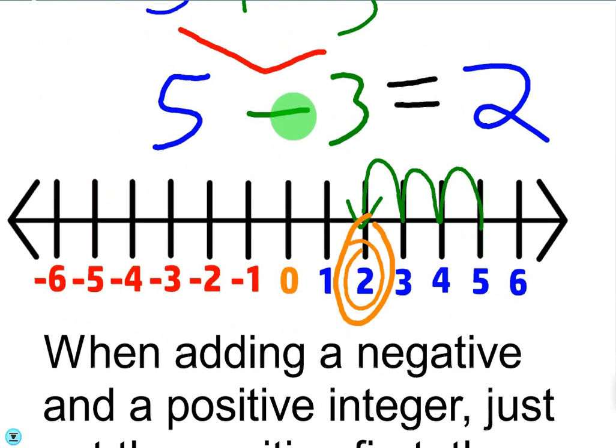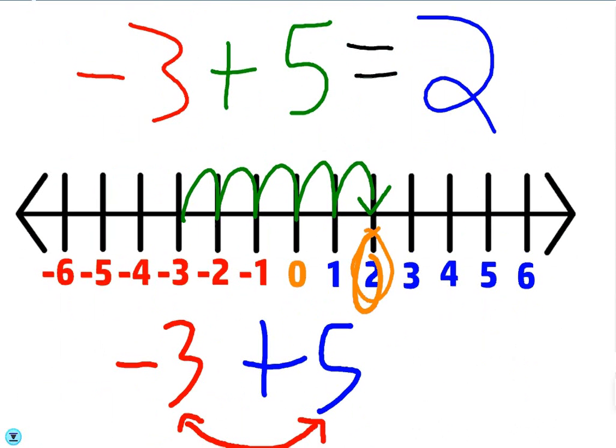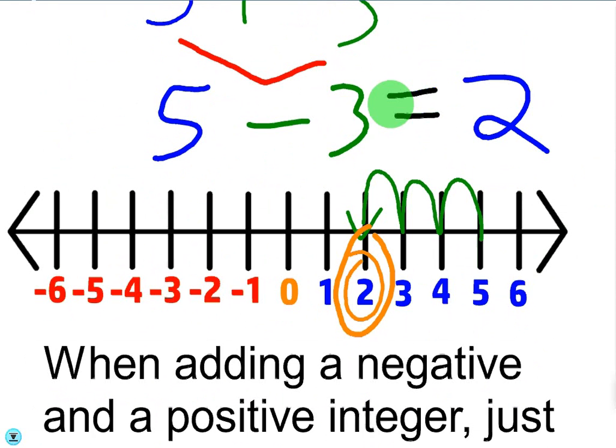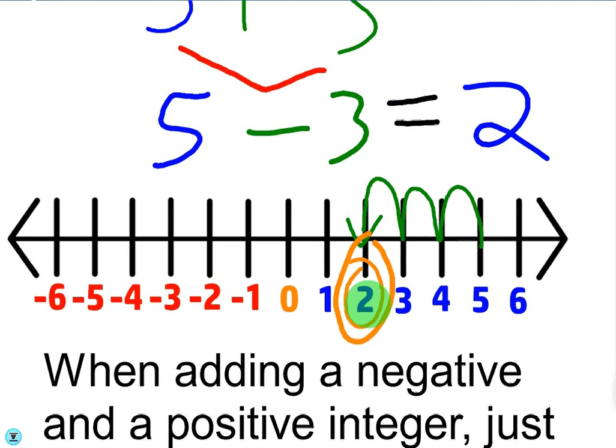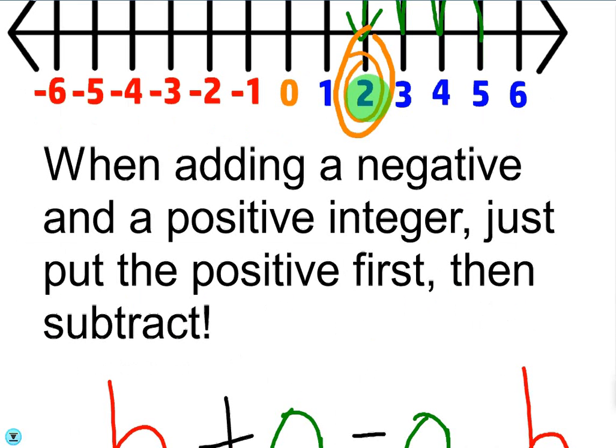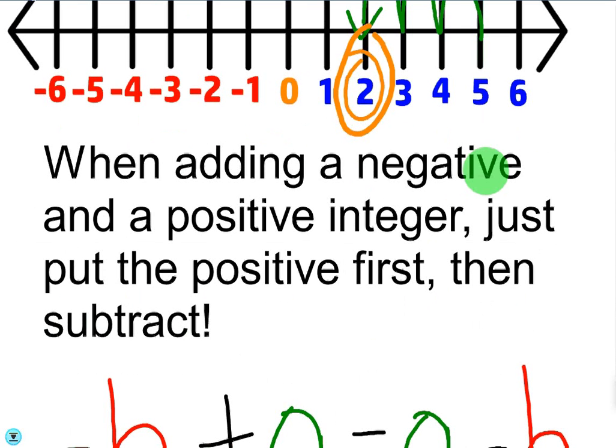And look what happens on the number line. If I start at 5 and subtract 3, I get the same answer I got up here. I get 2 back, okay? I got 2 down there. I get 2 down here. Okay, so what's the quick trick? The trick is when adding a negative and a positive integer, just put the positive first and then subtract.